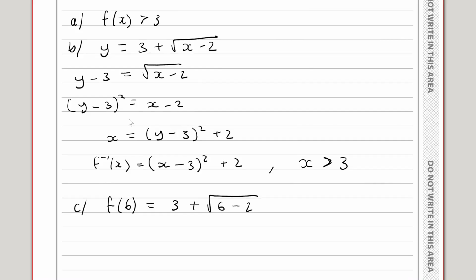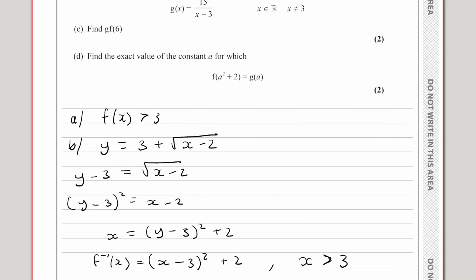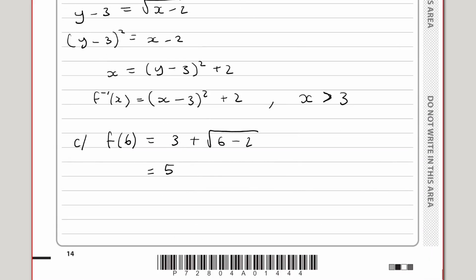So 6 minus 2 is 4. So square root 4 is 2. 3 plus 2 is 5. So f of 6 is 5. And then we're going to put 5 into our g function. So g of 5 is 15 over 5 minus 3, which is 15 over 2.